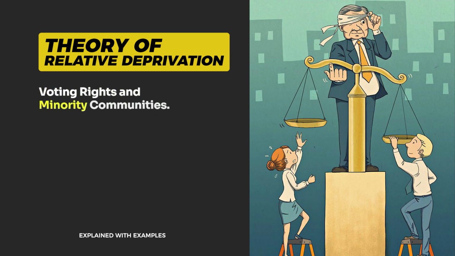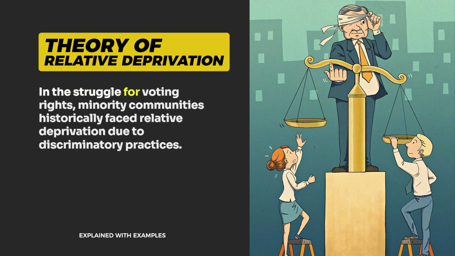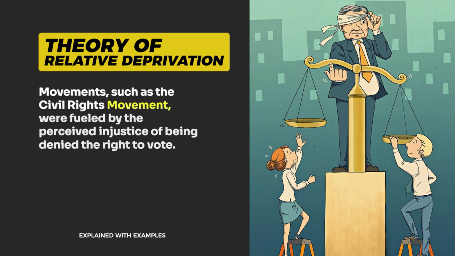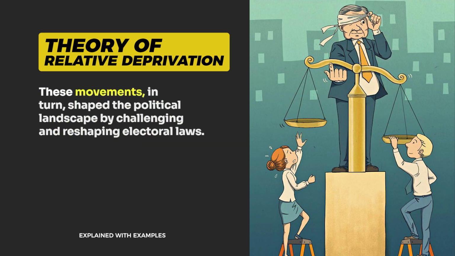Example: voting rights in minority communities. In the struggle for voting rights, minority communities historically faced relative deprivation due to discriminatory practices. Movements, such as the civil rights movement, were fueled by the perceived injustice of being denied the right to vote. These movements, in turn, shaped the political landscape by challenging and reshaping electoral laws.